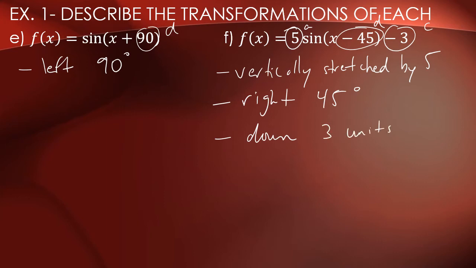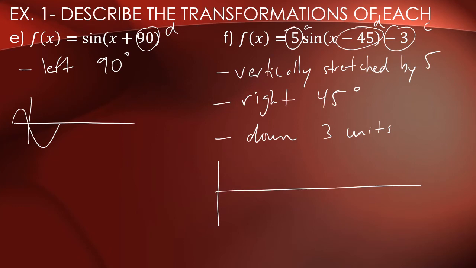I guess we forgot to do our graphs for E, so before we do F, we'll do a quick sketch of E. Shifted left 90. So instead of starting at 0, it's going to start over here. And for F, it's down 3, right 45 degrees, and stretch by 5. So down 3, right 45, and stretched. So it's going to look like that, kind of. Again, our goal is just to kind of visualize. We're going to go through the TXY specifically.